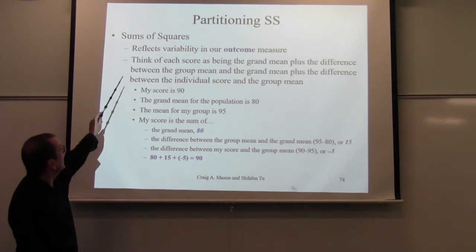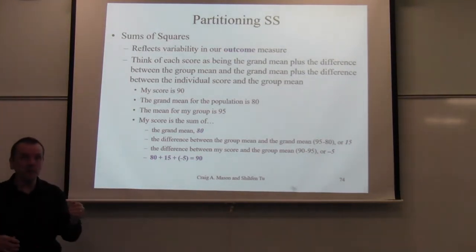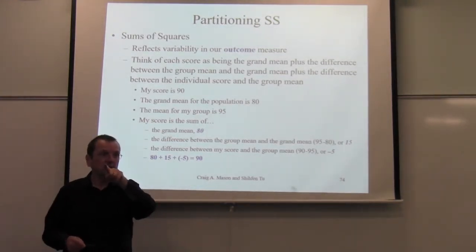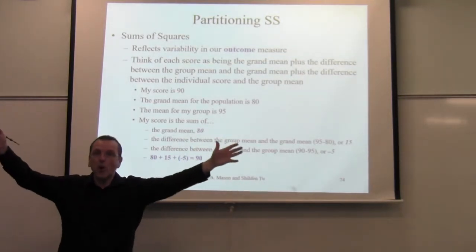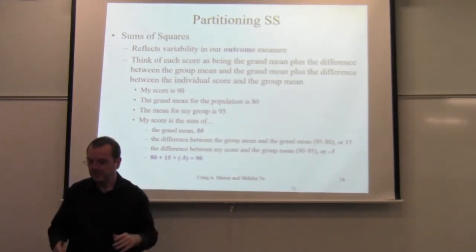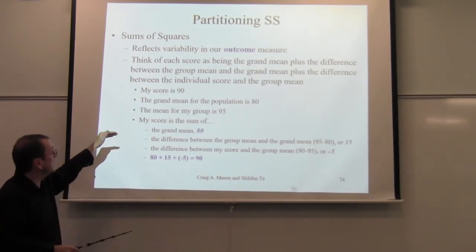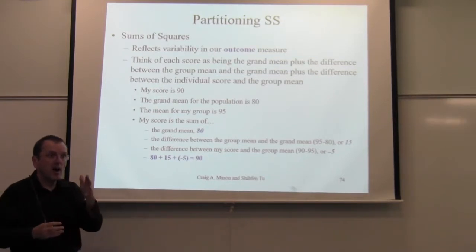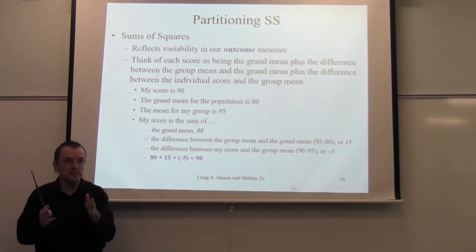Okay? So again, remember the sum of squares is that total variability in our outcome. It's every score minus the mean squared, added up. It's just the total amount. To see how we're going to do this, it helps to think of every score as a combination. You can break any individual score into pieces.